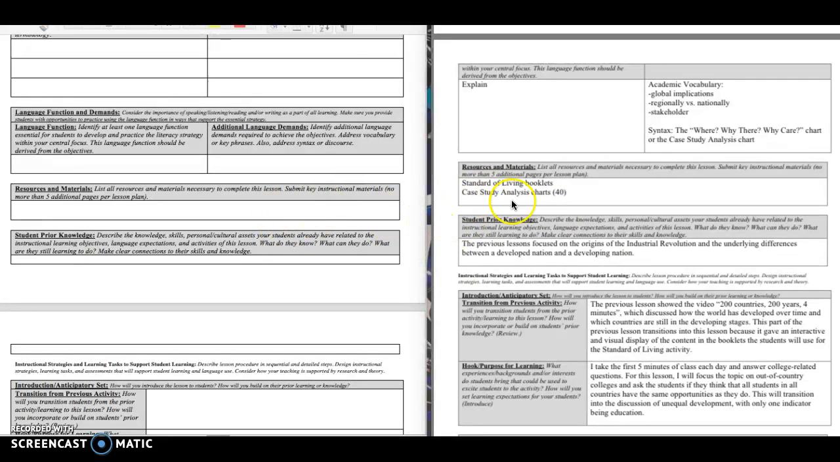And then I think I skipped over resources and materials, so that's really brief. It's just the materials and resources that you're going to use during the lesson plan, so you need to list them.